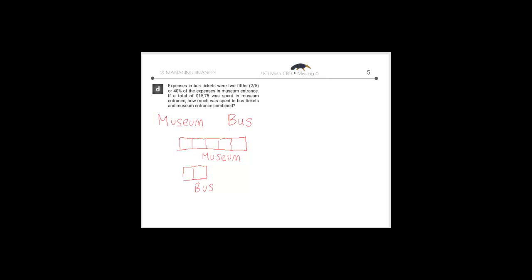Now, it says that a total of $15.75 was spent in museum. So now I can add this information as follows. Let me draw museum again. Why not? 1, 2, 3, 4, 5 equal pieces. And this should be total $15.75. So I want to split this into 5. So what I want to do is divide 15.75 by 5.